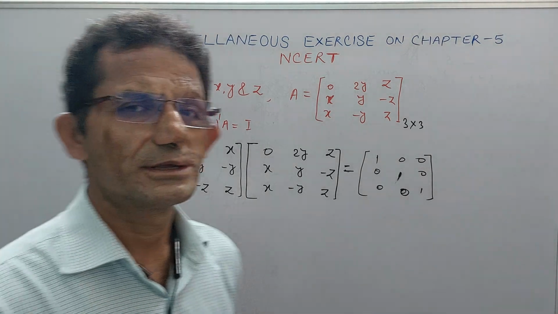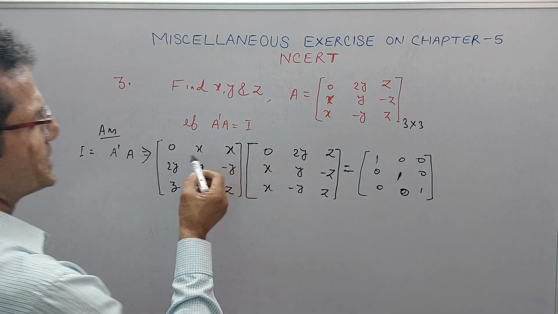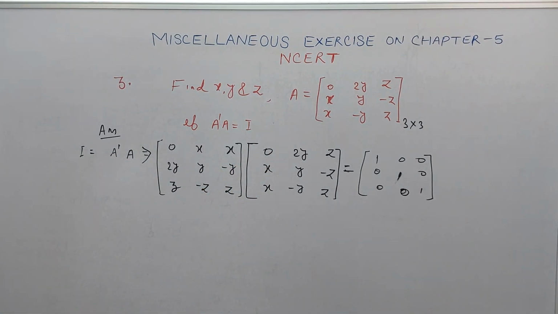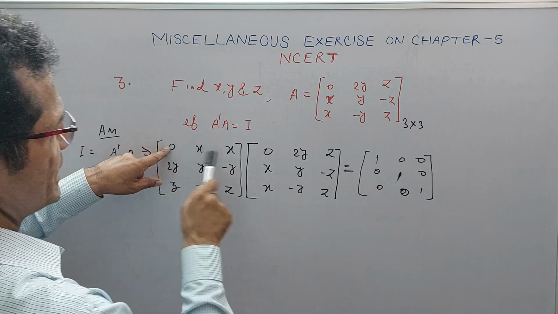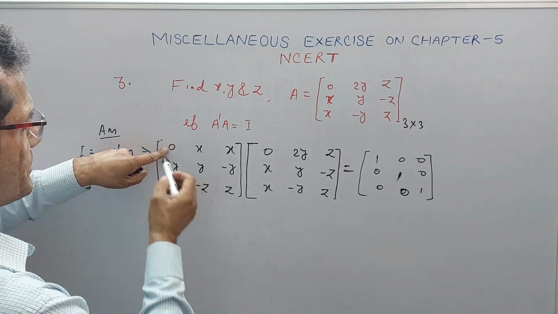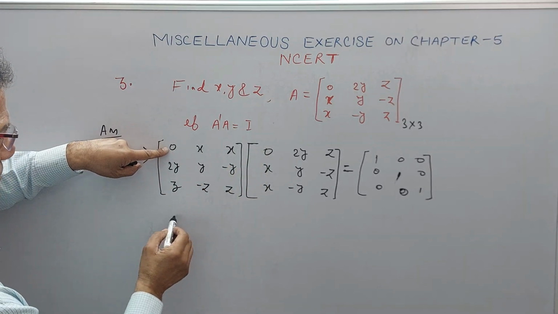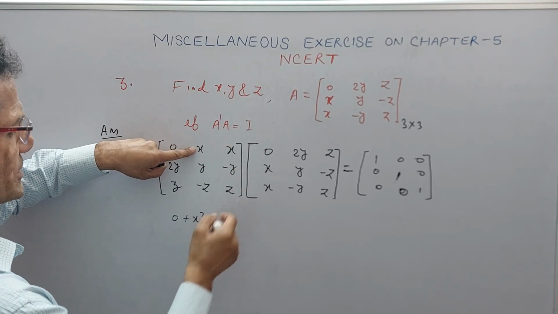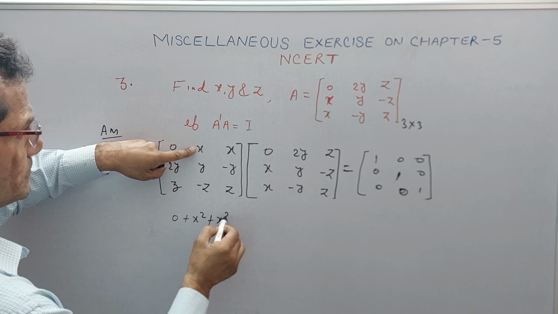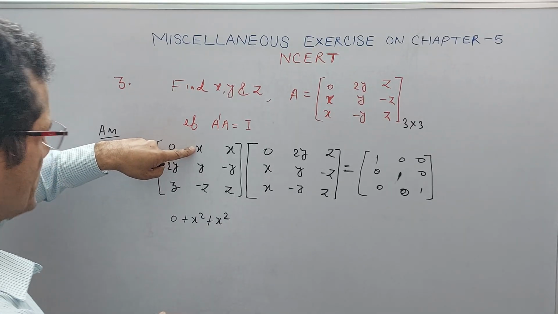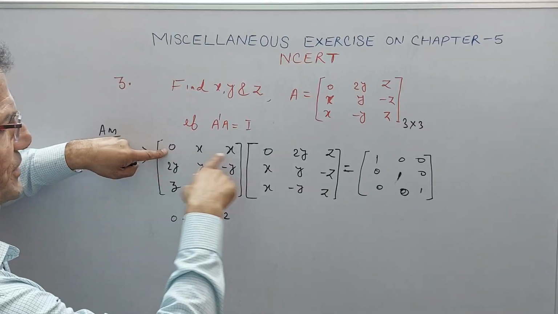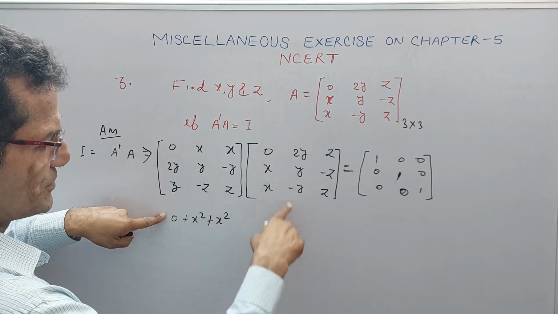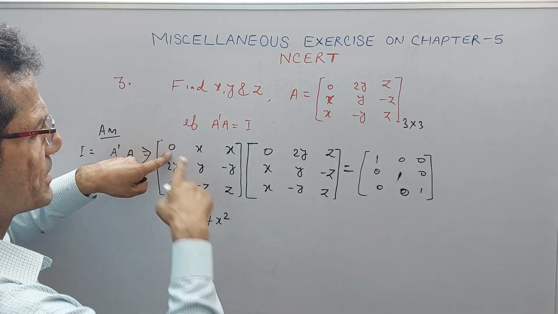Now using matrix multiplication, we take the first row multiplied with the first column, multiplying corresponding entries. 0 into 0, plus x into x is x square, and x into x is also x square. Now the first row with the second column, and this entry should come here. So now we multiply.